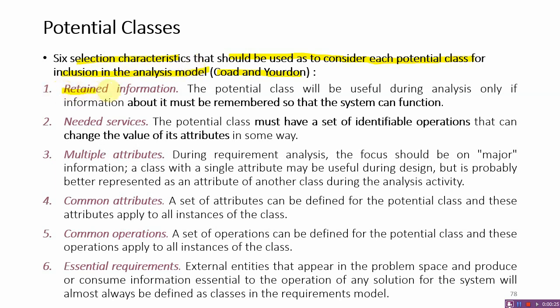Number one characteristic is retained information. The potential class will be useful during the analysis only if information about it must be remembered so that the system can function. Another characteristic is needed services. The potential class must have a set of identifiable operations that can change the value of its attributes in some way.